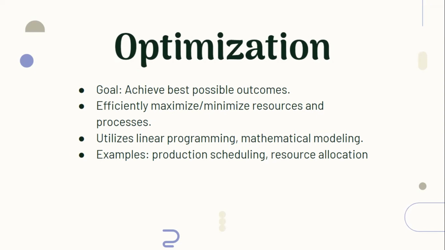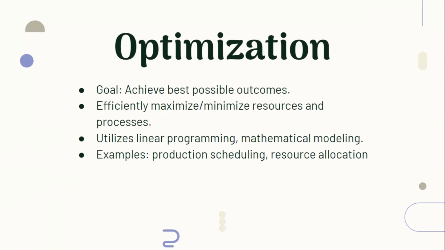Optimization is a fundamental objective of operations research. It involves finding the best possible solution from all the feasible alternatives. In OR, optimization aims to maximize or minimize an objective function while satisfying certain constraints. This objective is crucial in various decision making scenarios where organizations seek to optimize their resources and processes.